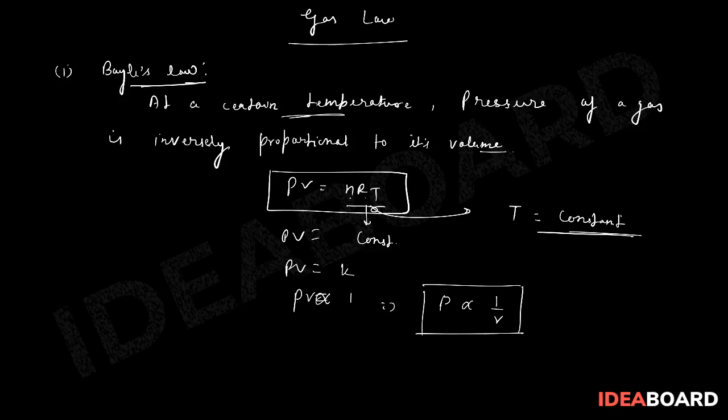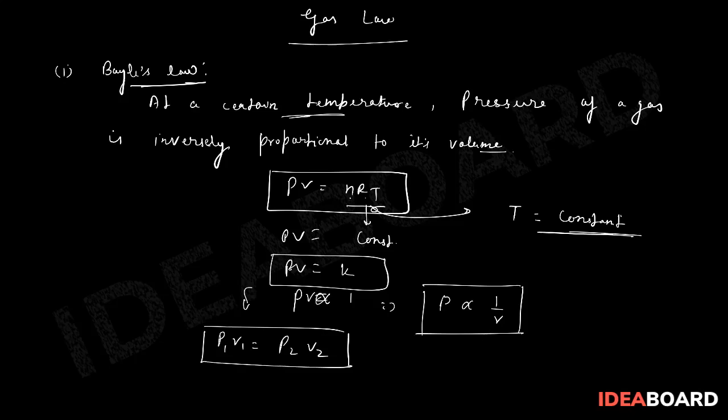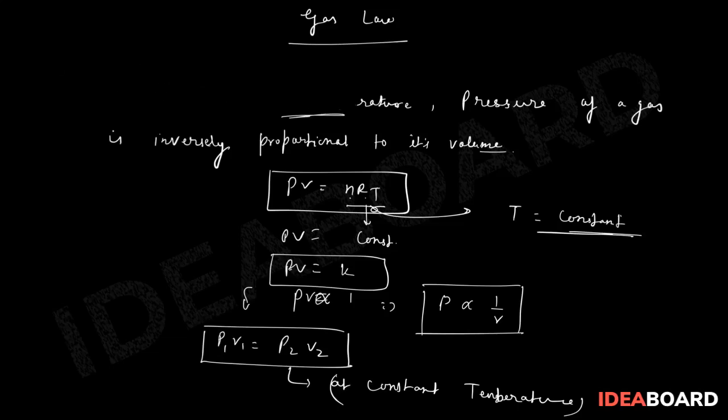Okay, so we can also say, if this is true, PV is equal to K, then we can say P1 V1 is equal to P2 V2 for a gas at constant temperature. Correct? Yeah. Now the other law important is that Charles law.